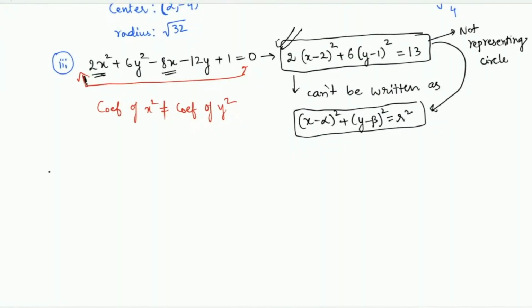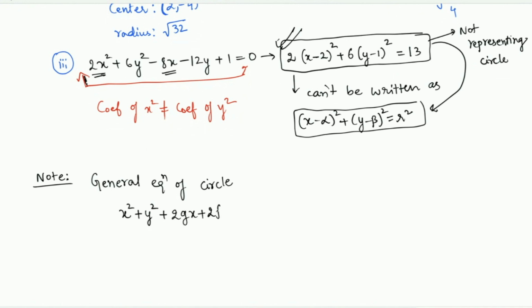Okay, next. Note. So what is the general equation of circle? Any circle equation can be written in this form: x square plus y square plus 2gx plus 2fy plus c is equal to 0. This is called the general equation of circle. Meaning x square coefficient and y square coefficient should be same, and we should not have any other terms apart from x square, y square, x, y, and constant term.